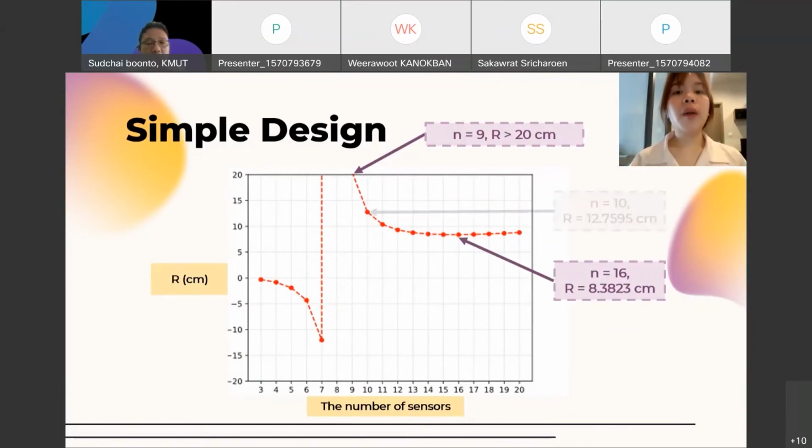However, from 9 to 10 sensors, the operating point decreased significantly, almost 50%, while the number of sensors increased by only 1. On the other hand, the operating point decreased only 30% while the number of sensors increased from 10 to 16. Therefore, this paper selects 10 sensors to use in the object detection system.